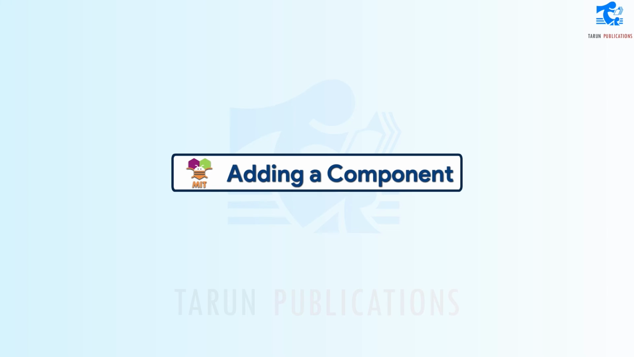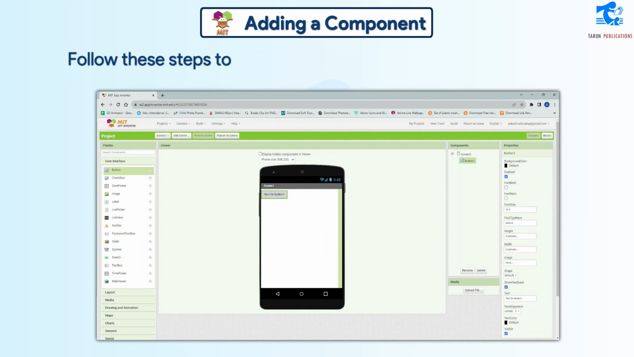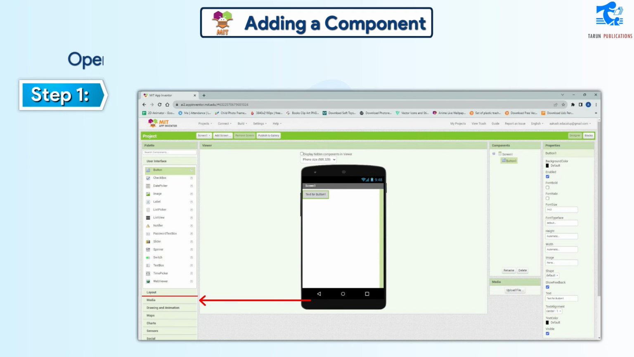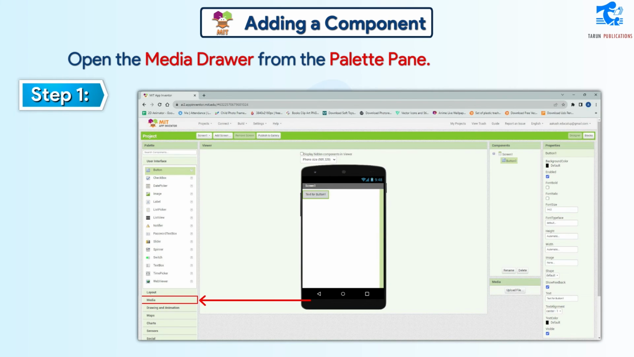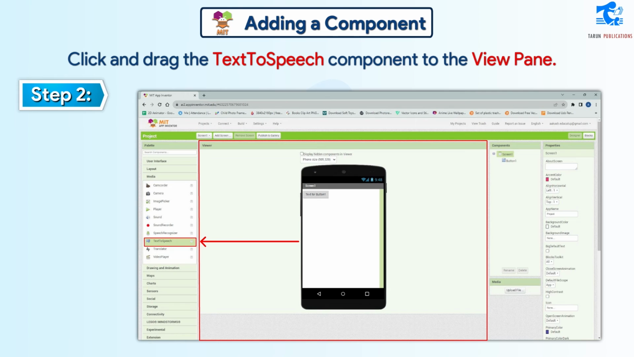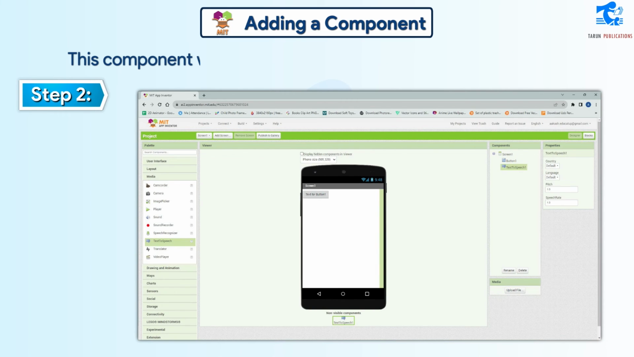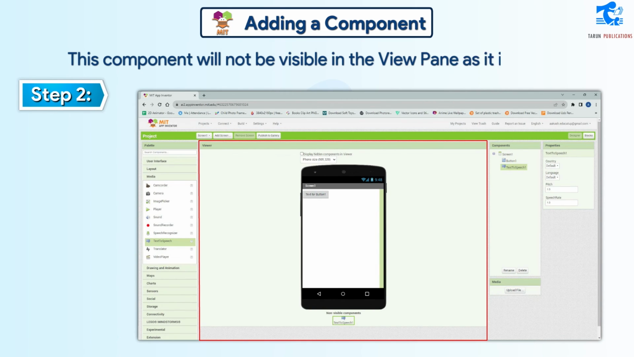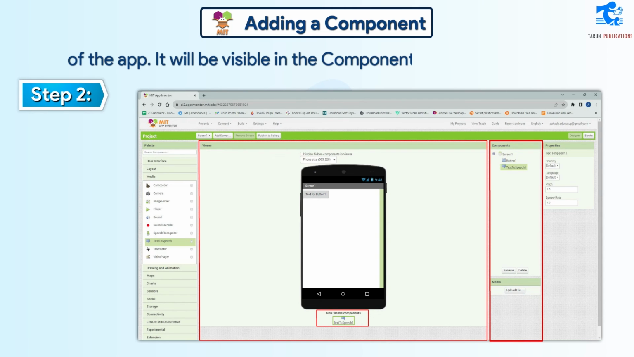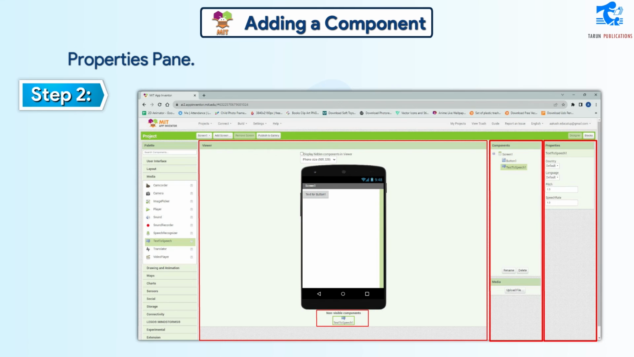Adding a component. Follow these steps to add the component. Step 1. Open the media drawer from the palette pane. Step 2. Click and drag the text-to-speech component to the View pane. This component will not be visible in the View pane as it is added as a non-visible component. It will not reflect on the user interface of the app. It will be visible in the Components pane and Properties pane.